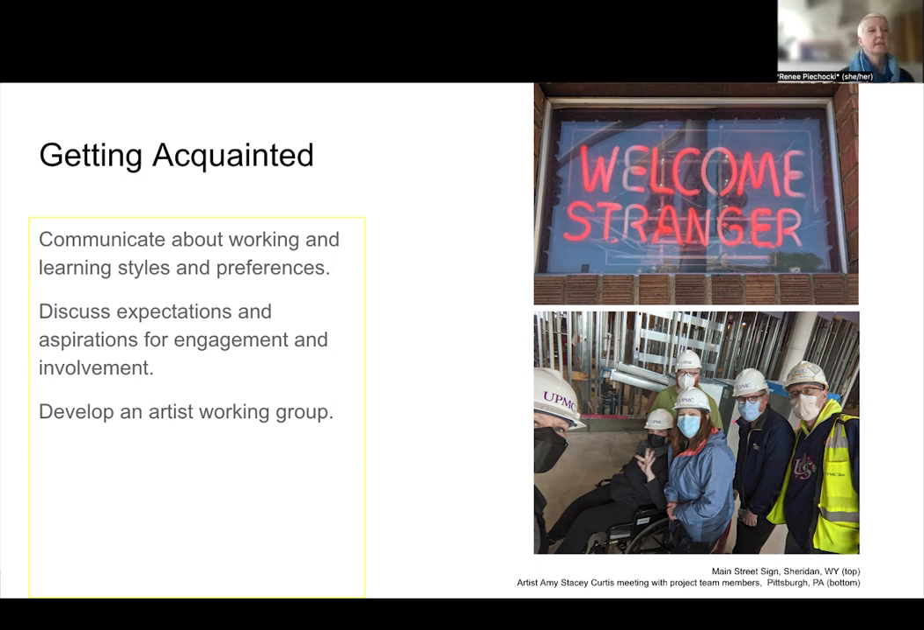How often do you want to check in? Is it on phone or Zoom? How often do you need to meet in person to really build that collaborative feeling? Does your group really like texts, emails? Are emails in the middle of the night okay? Or do you need specific working hours to be honored? And again, this is for the artist as well as for all the people managing the project.